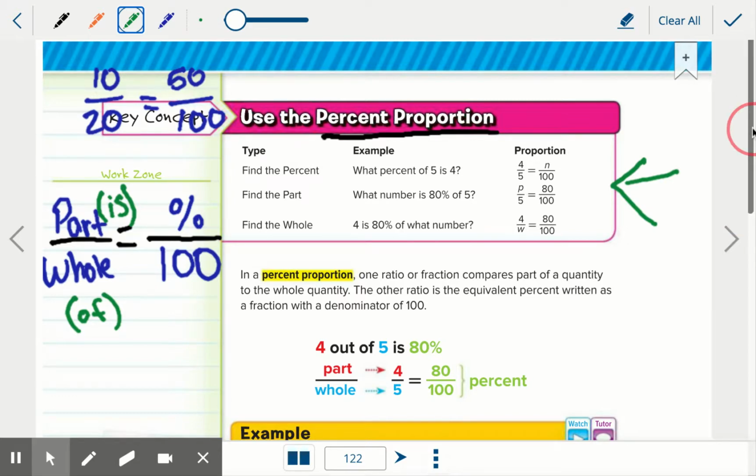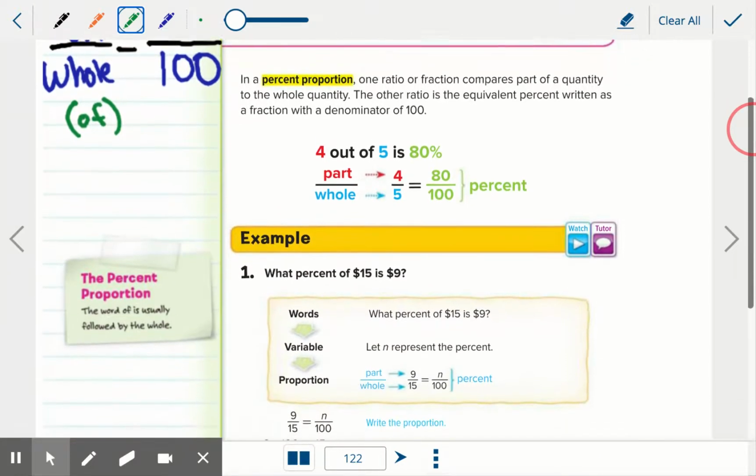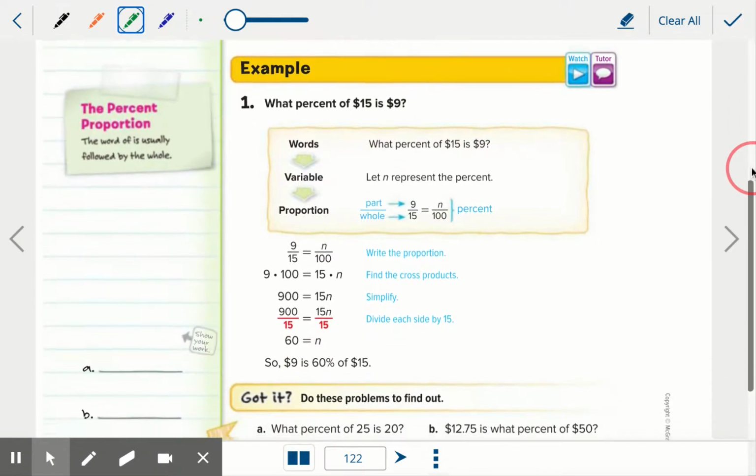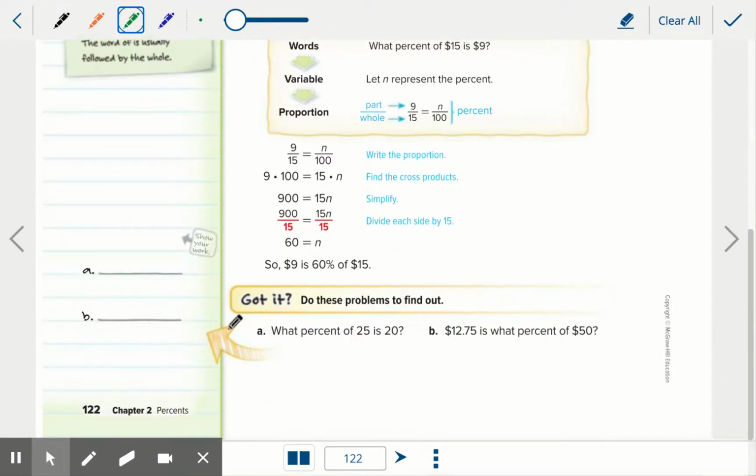Okay, so here we go. It says in a percent proportion, one ratio or fraction compares part of a quantity to the whole. The other ratio is the equivalent percent written as a fraction with a denominator of 100. So what do we do here? Well, I find it best to just dive in here. So we are actually going to skip this example and go straight to this got it problem.